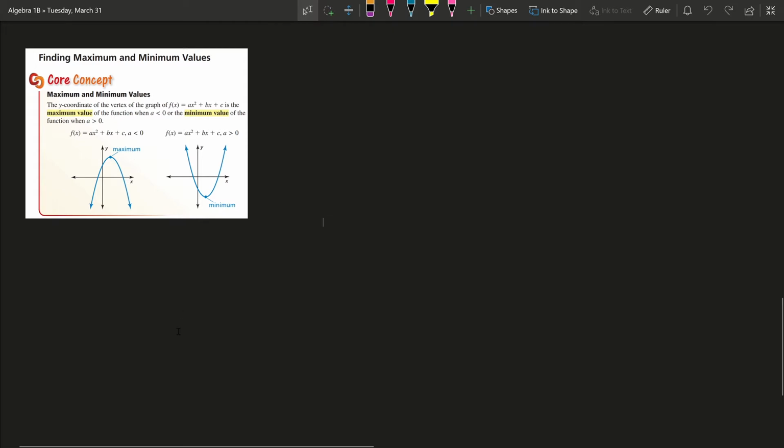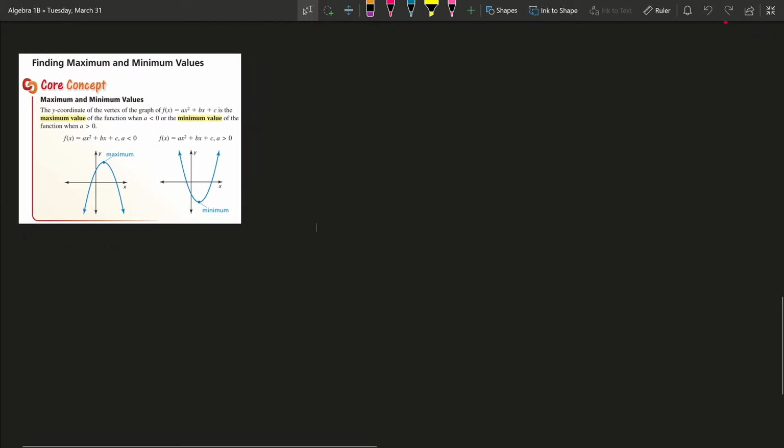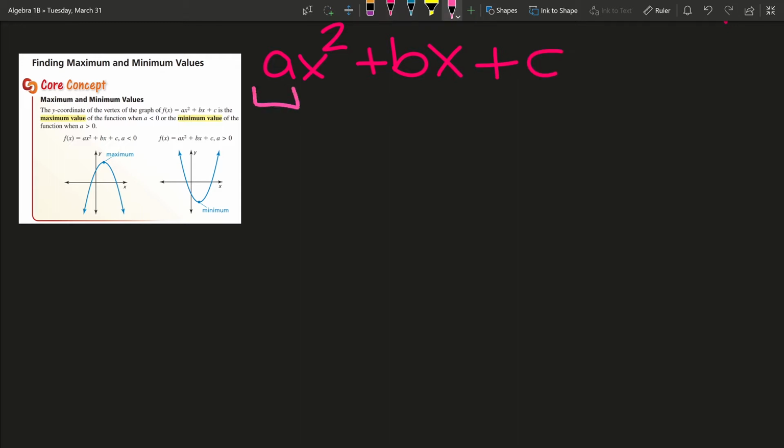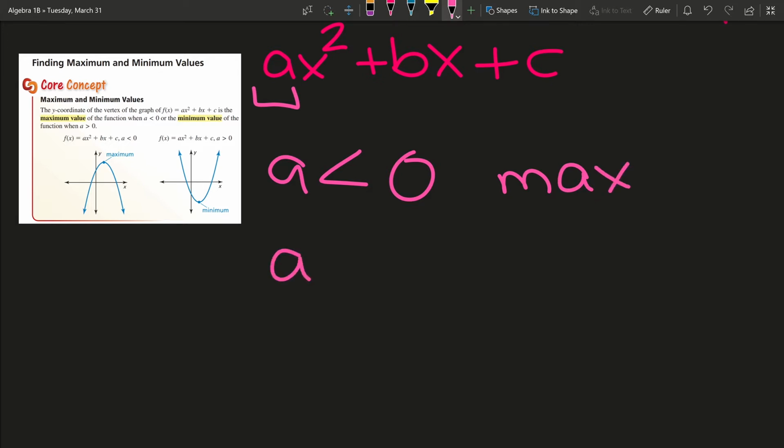Okay, so when you have ax squared plus bx plus c, if this right here, a, is less than 0, then you have a maximum. If you have an a that is greater than 0, then you have a minimum. And all that's telling you is the smallest number that it could go to, or the biggest number that it could go to.